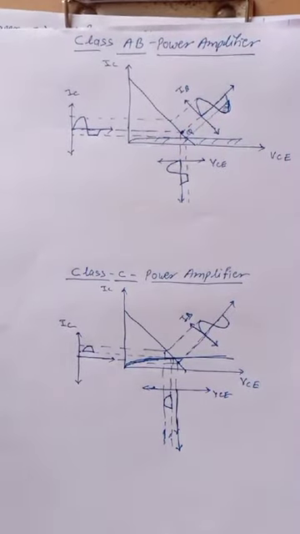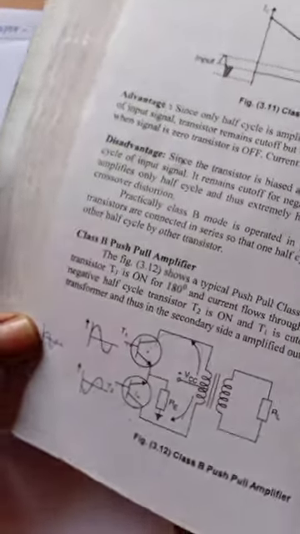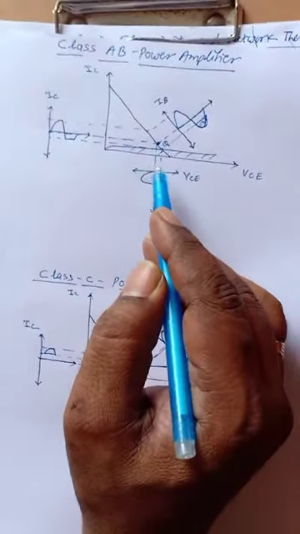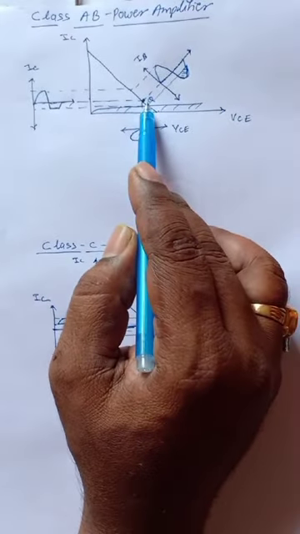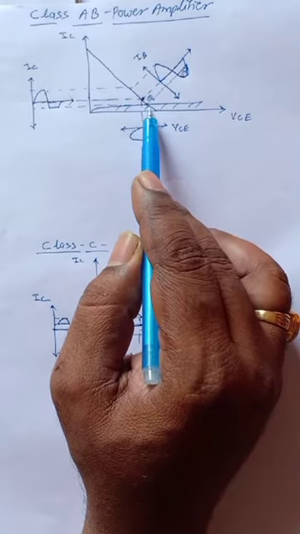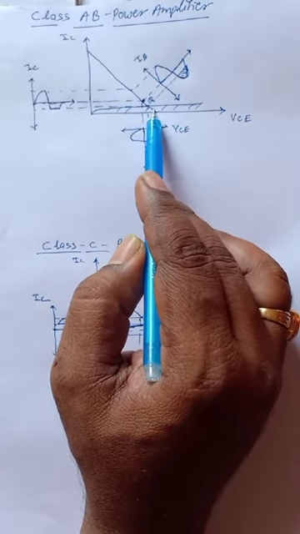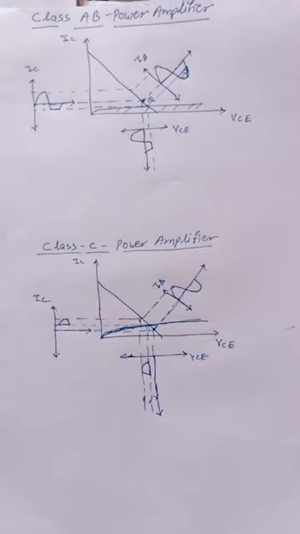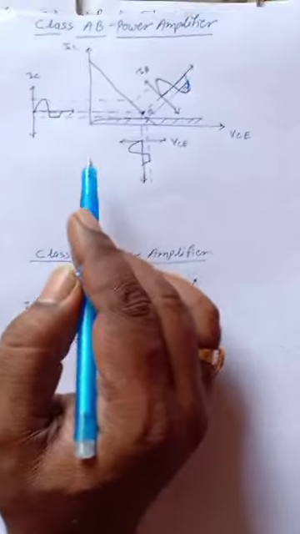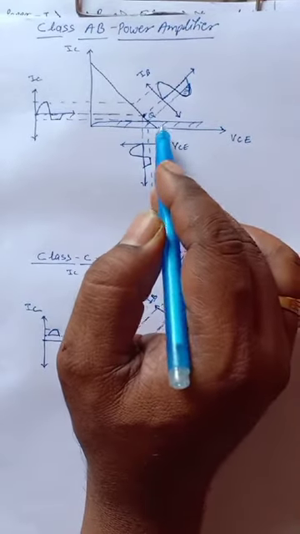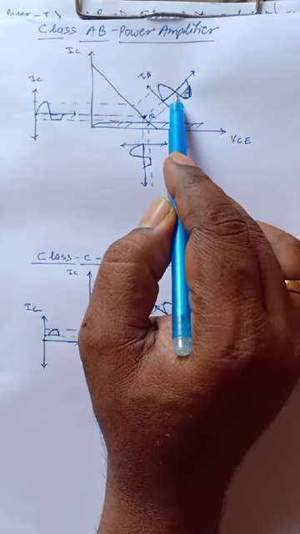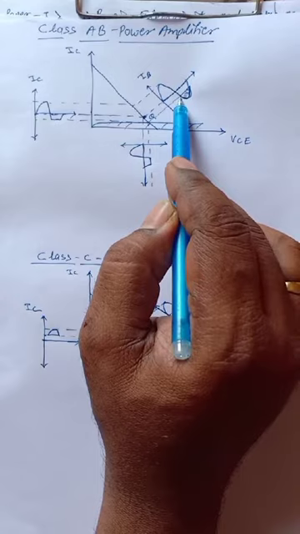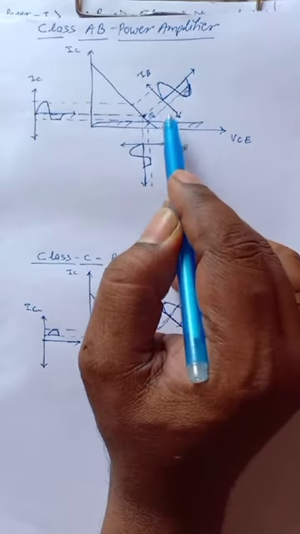So this is a class B push pull amplifier, and the same arrangement is used for the class AB push pull amplifier. Because of this arrangement, the Q point is situated just above the cutoff region, and because of that, the crossover distortion is avoided. In the class AB power amplifier, the transistor is in the conducting state for greater than 180 degrees but less than 360 degrees.